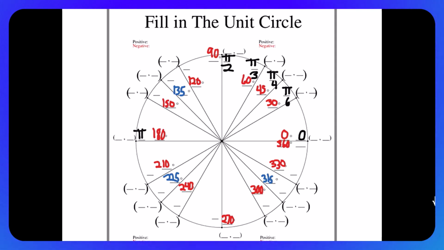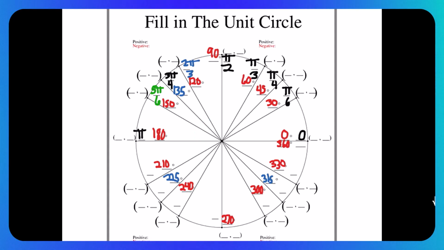so when we start to replicate things over, we're just taking, for this one, pi over 6 away from pi. So that leaves me 5 pi over 6. For this one here, I'm taking pi over 4 away from pi. So that leaves me with 3 pi over 4. With this one here, I'm taking pi over 3 away from pi. That leaves me with 2 pi over 3.